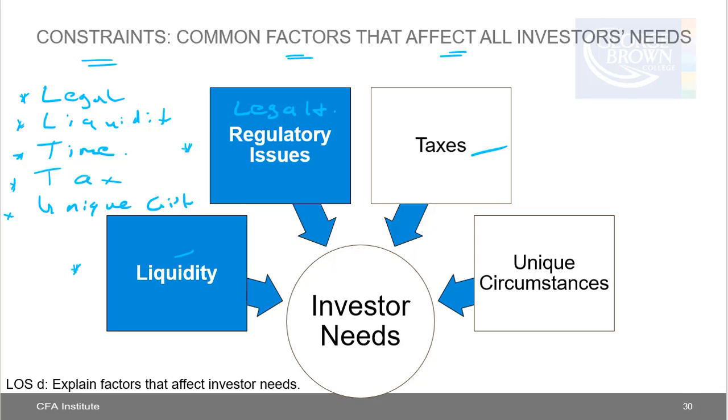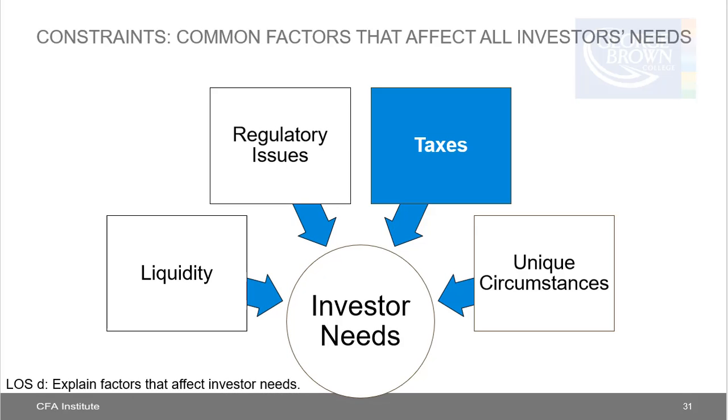In terms of legal and regulatory issues, some types of investors have external legal and regulatory requirements that apply to their portfolios. For example, in some countries and for certain types of institutions, there are restrictions on the proportion of the portfolio that can be invested overseas or in risky assets such as equities. Regulations on the holdings of insurance companies are typically quite extensive.